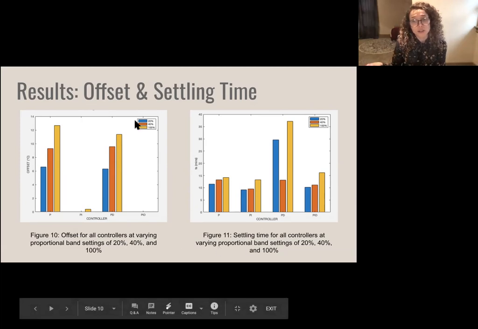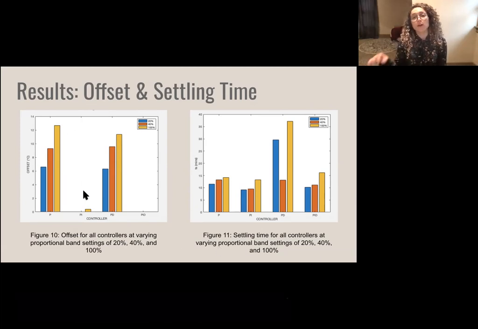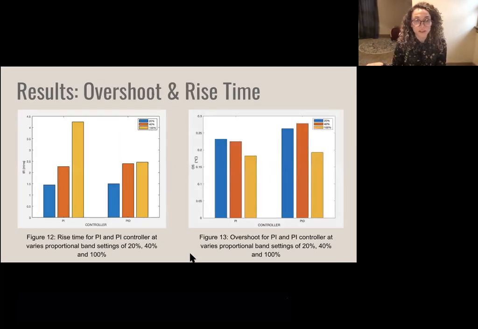These bar charts are comparing the offset and settling time of all 4 controllers at varying proportional band settings of 20%, 40%, and again, 100%. So here you can see the P, the PI, PD, and PID controllers. Same here. So this is for the settling time, and that's for the offset. We did the same kind of comparison for overshoot and rise time. Again, we're varying from 20 to 40 to 100% proportional band.